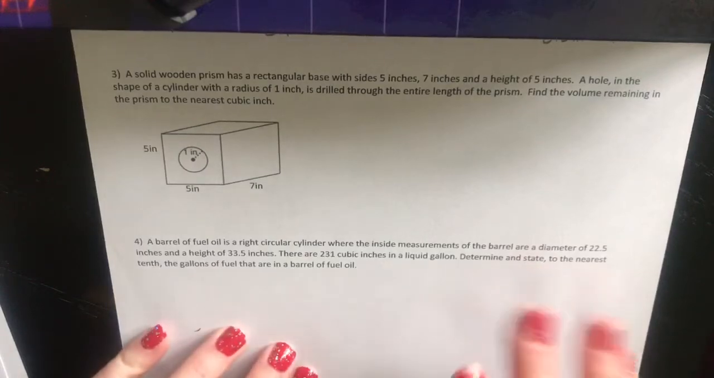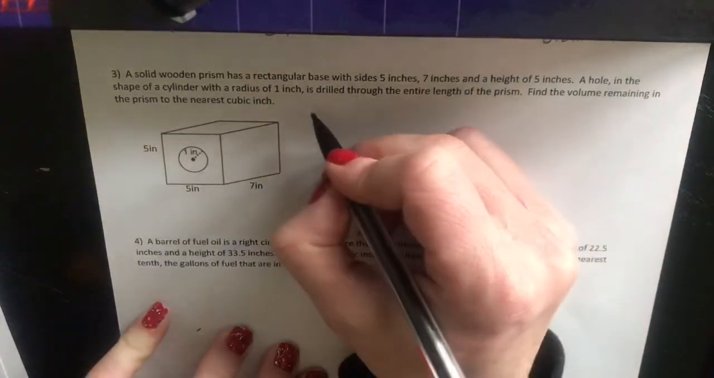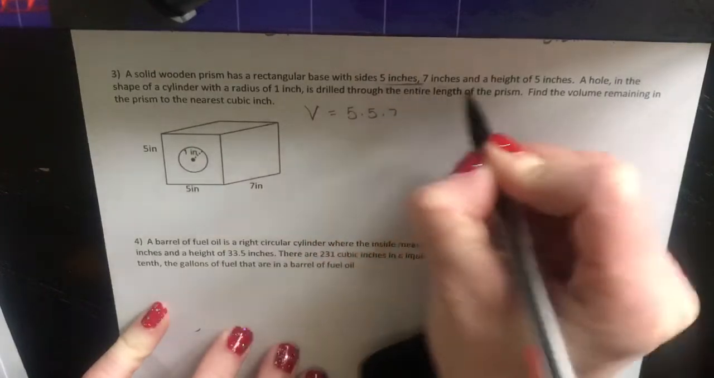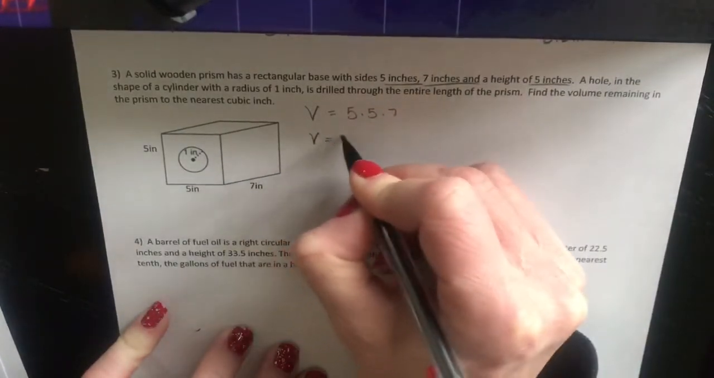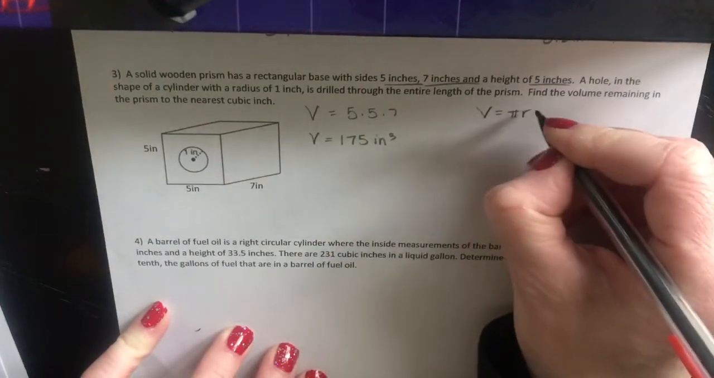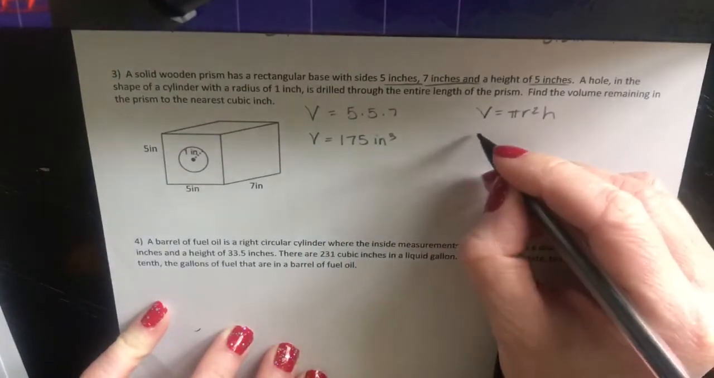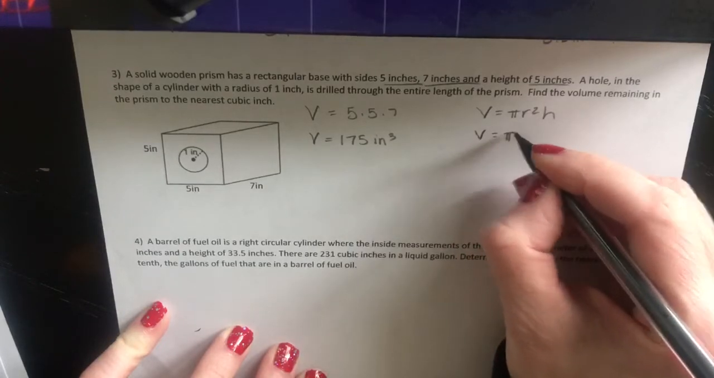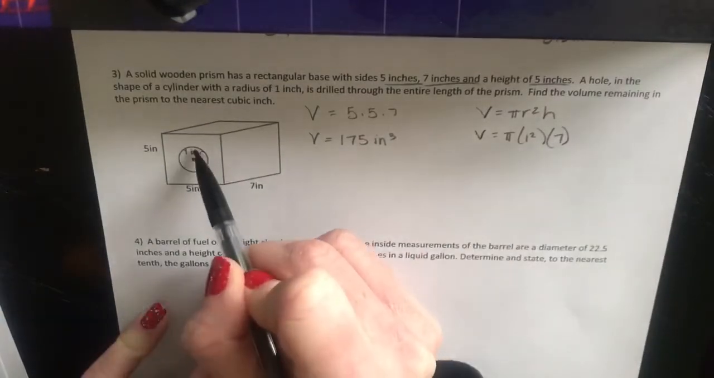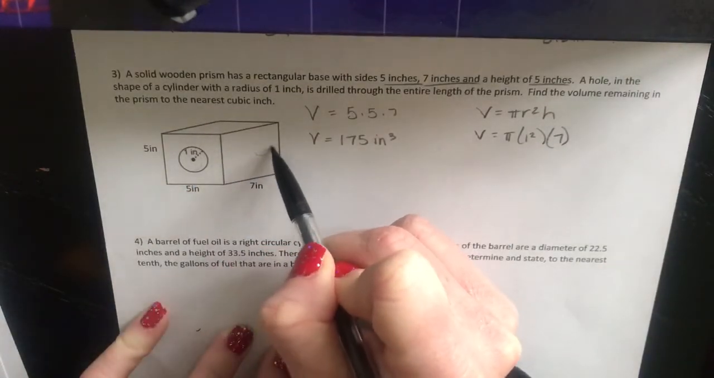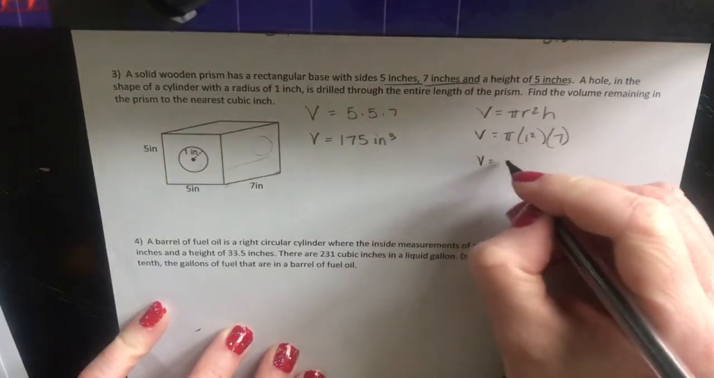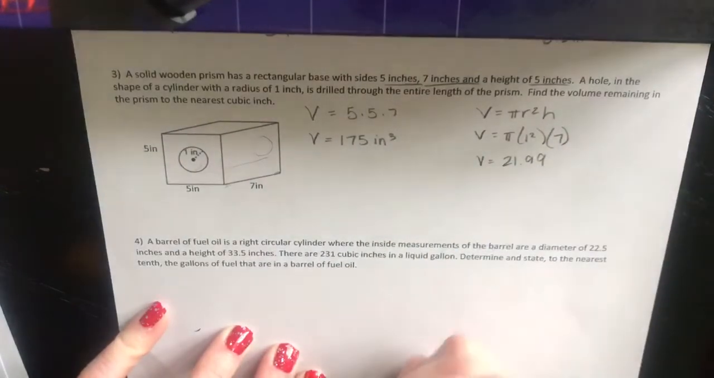Okay, so what we're going to do is we're going to find the volume of the whole prism. 5 times 5 times 7, length times width times height. We're going to get 175 inches cubed. Then we're going to find the volume of that cylinder that is being drilled out. The dimensions of that cylinder are radius of 1. The height is 7 because the circle base would be here, the other one would be on this side, and that connector piece would be 7. So that is going to be about 21.99.